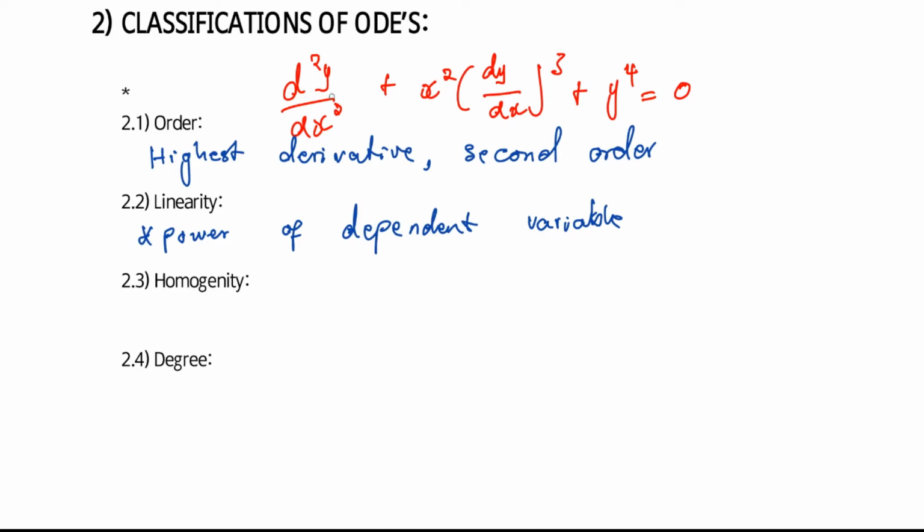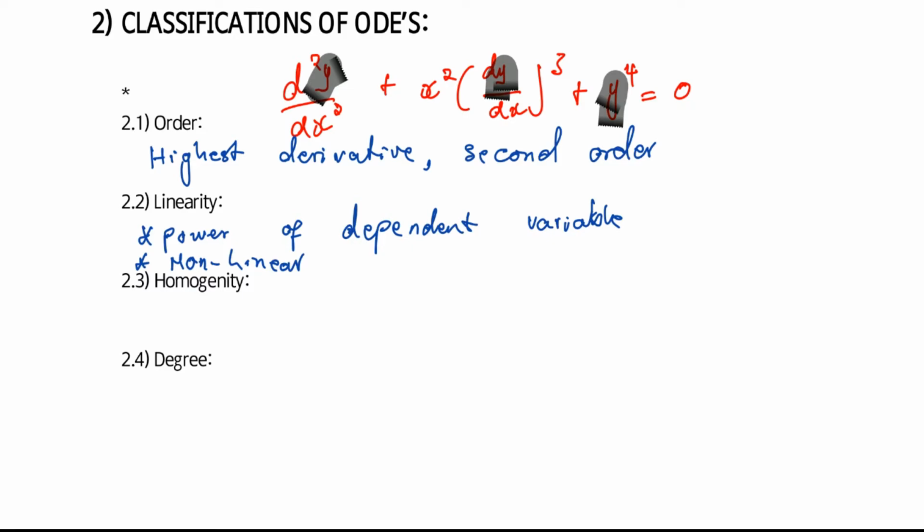So let's check this one here. What's the dependent variable? The dependent variable is y. Our y in this term has a power of 1, our y here has a power of 3 because of this, and our y here has a power of 4. So we conclude that this is non-linear.